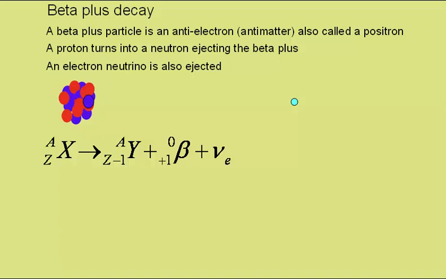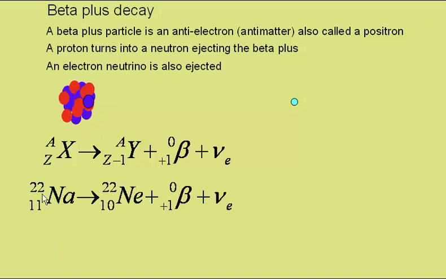Looking at the specific case of sodium-22, which has 11 protons. As one of the protons has become a neutron, this reduces to 10 in the daughter, which is now neon. The nucleon number remains the same. This is the beta plus particle and the electron neutrino. You notice that 11 is equal to 10 plus 1, 22 is equal to 22 plus 0.